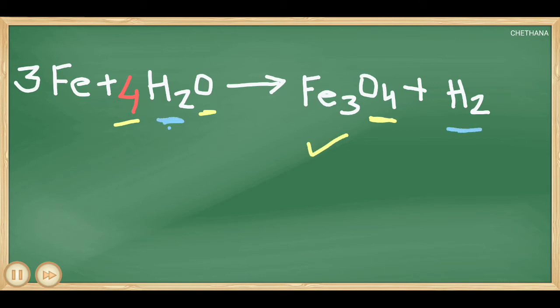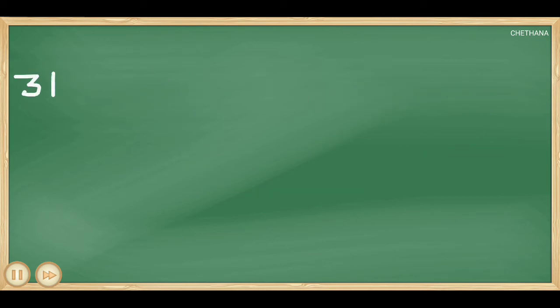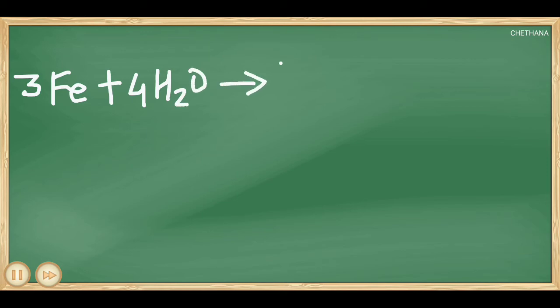Now you can notice that the hydrogen are not balanced here. Since we added a 4 to H2O trying to balance the oxygen atoms on the reactant side and product side, we've now increased the number of hydrogen atoms on the reactant side. So we have 4 H2O on the reactant side and we have only H2 on the product side. That is, totally we have 8 hydrogen atoms on the reactant side and only 2 hydrogen atoms on the product side. So what we can do is add a 4 to the H2 in the product side.